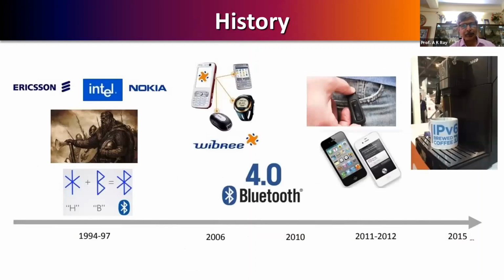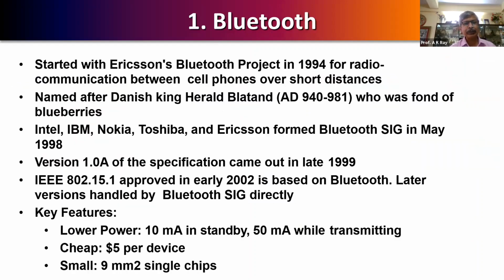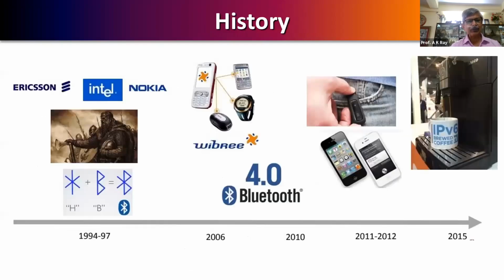And imagine that so many companies, Intel, IBM, Nokia, Toshiba, from 1994 to 1998, and Ericsson, which is a Danish company, a small country altogether, they all formed a Bluetooth group in 1998. And then IEEE 802.15.1 was approved in early 2002 based on Bluetooth, their own protocol. Interestingly, from 2004 onwards, it's an independent consortium. So Intel also has joined.